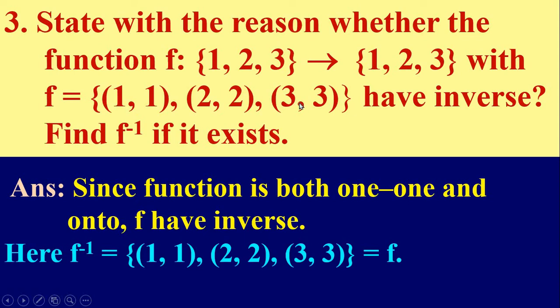Here f is {(1,1), (2,2), (3,3)}, then f inverse is also {(1,1), (2,2), (3,3)}, and it is same as f. So here f inverse is same as f.